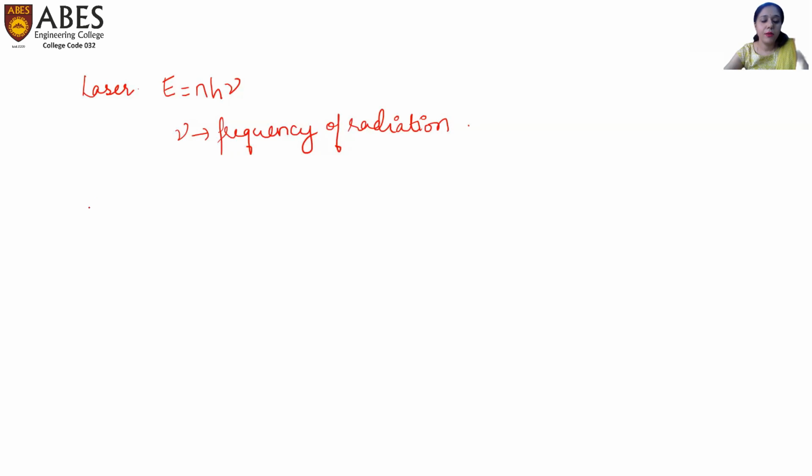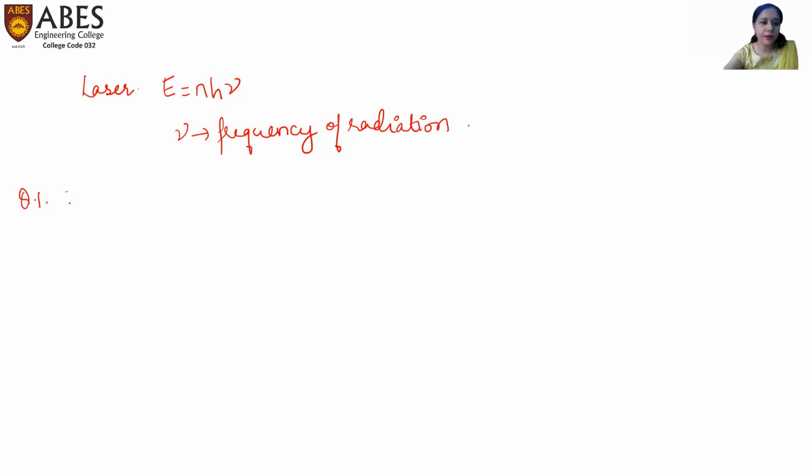So the first formula for laser will be the energy of the laser pulse. E is equal to N h nu, where h is your Planck's constant and nu is your frequency of radiation. So let's start with a very easy numerical from this formula. Question number 1.